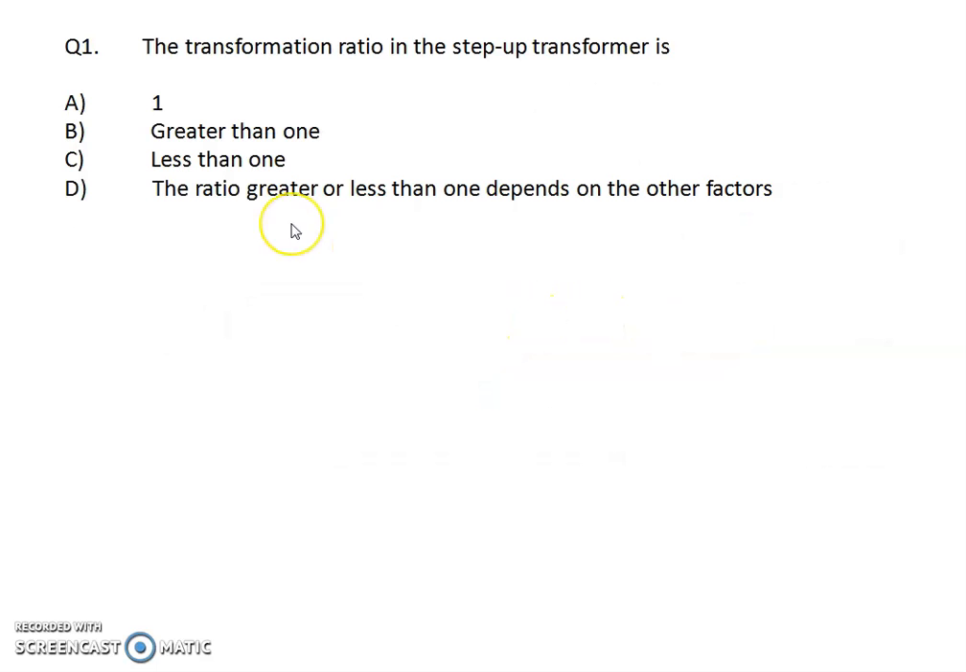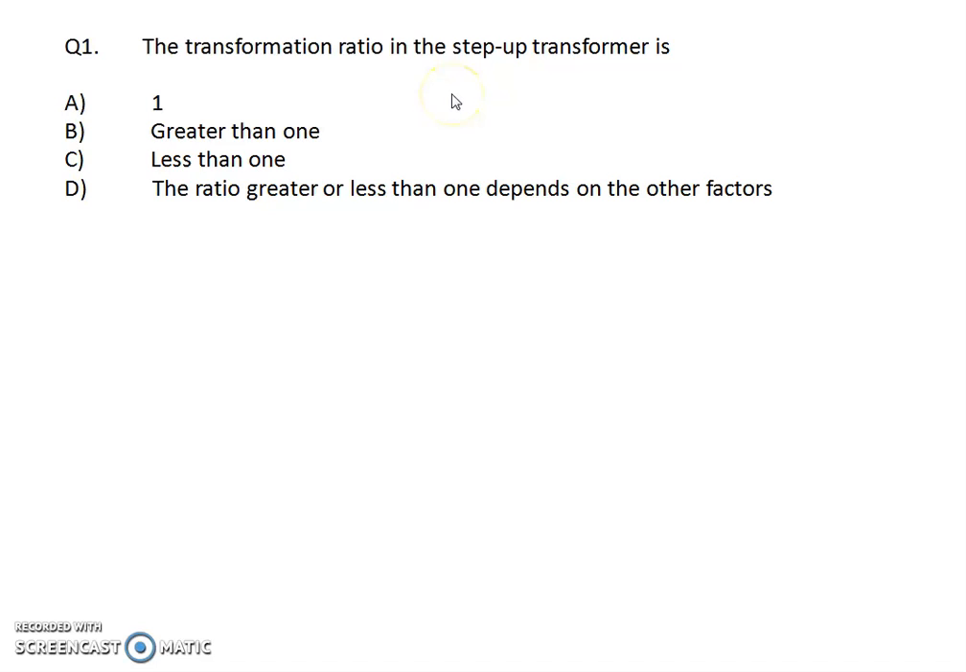Then we will discuss a few questions which are related to the topic of transformers. So question 1, the transformation ratio in a step up transformer is, and the options are A, 1, B, greater than 1, C, less than 1, and D, the ratio greater or less than 1 depends on other factors. So it is obviously a step up transformer.